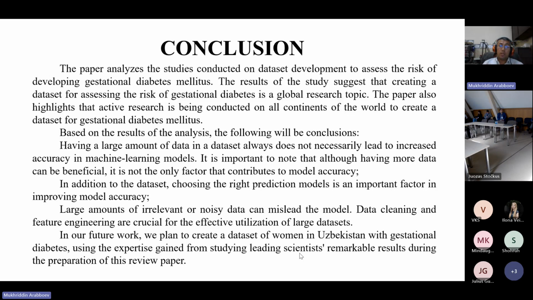In our future work, we plan to create a dataset of women in Uzbekistan with gestational diabetes using the expertise gained from studies, leading scientists' remarkable results during the preparation of this review paper.